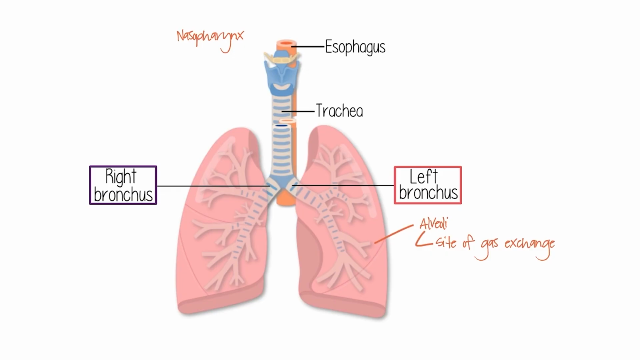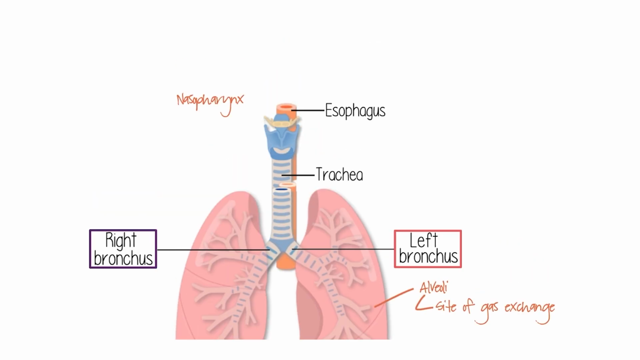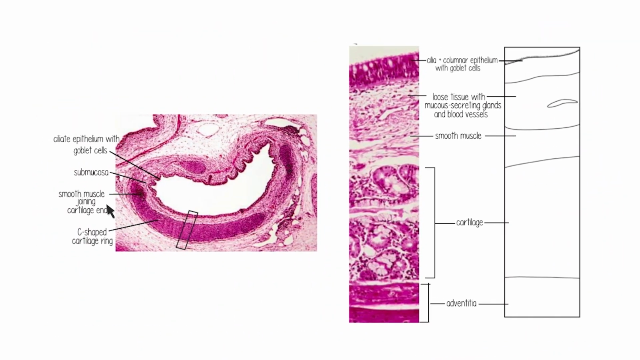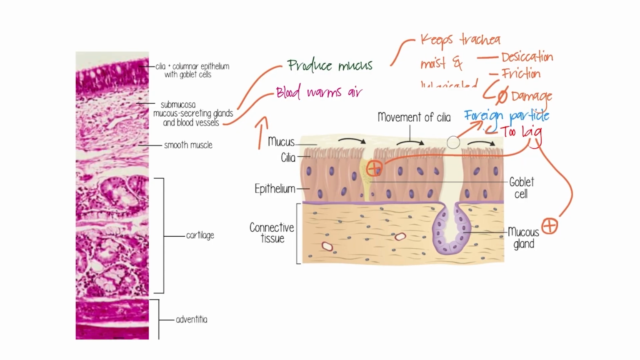Okay, now let's summarize what we did. In this lesson, we covered the trachea and its 4 layers. We started with the mucosa, which has a pseudostratified ciliated columnar epithelium and also has goblet cells that produce mucus. Then we looked at the submucosa, which contains loose connective tissue with blood vessels and mucus glands. We learned that the blood vessels here warm the air in the trachea and the mucus glands produce mucus.